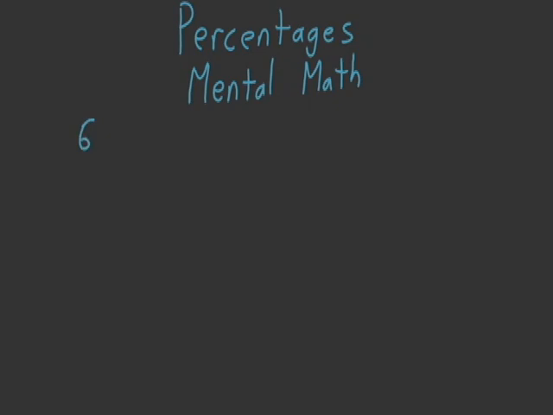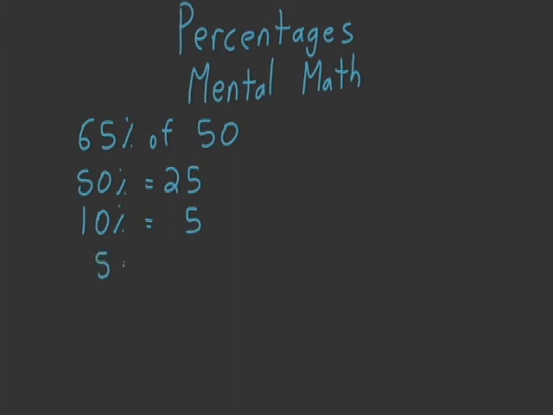Now we can actually use all of this information to combine any of these numbers. So for 65% of a number, we would find 50%, so we divide it by 2, which gives us 25. 10%, we move our decimal place 1 over, which would give us 5. And then 5%, which is half of that, gives us 2.5. Add them all up, and 25 plus 5 is 30, plus 2.5 gives us 32.5.